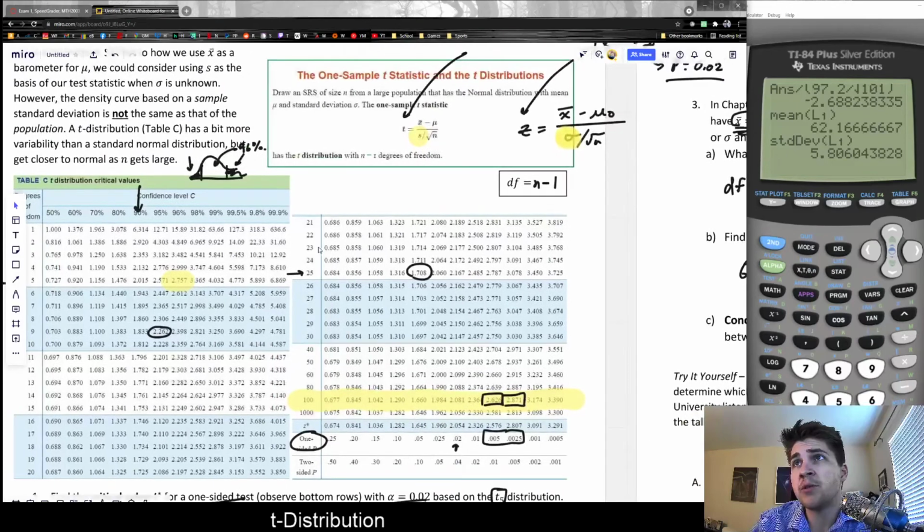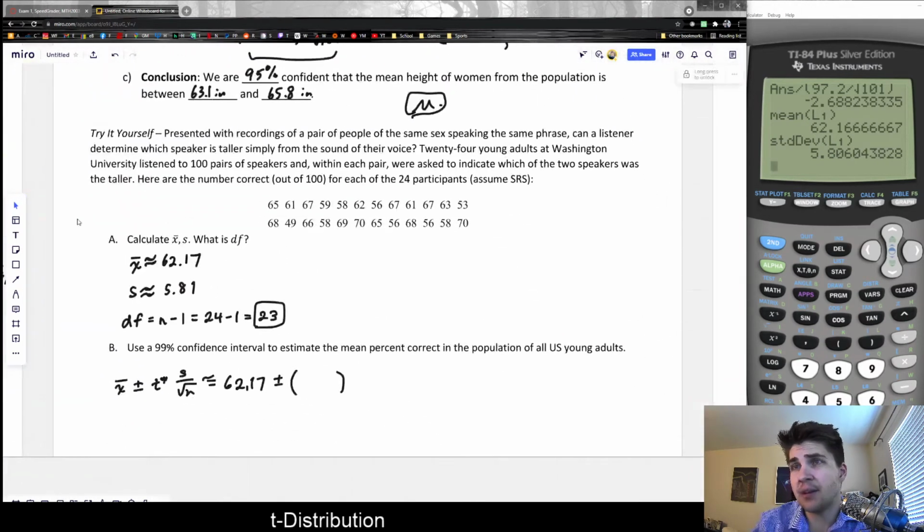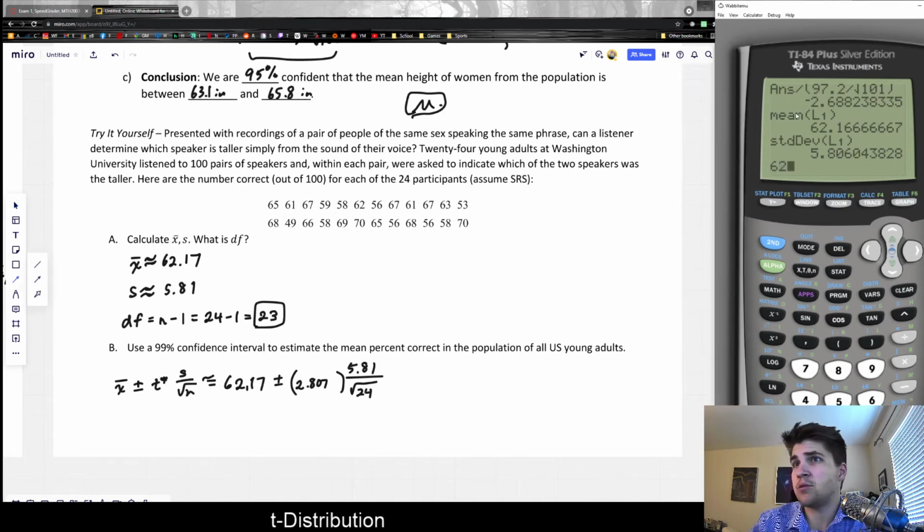So we go to row 23, and we want to go to 99%, which is the 1, 2, 3, 4, 5, 6, 7, 8, 9th column. That would be 2.807, times our calculated standard deviation divided by the square root of our sample size. Doing all that, we get 62.17 plus 2.807 times 5.81 divided by the square root of 24.